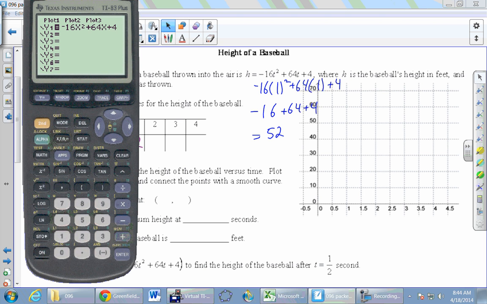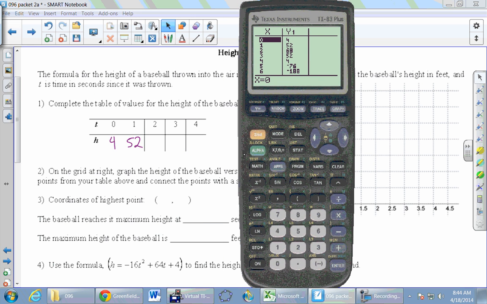And then I do second, and then you can't see it, but the word table is this top right one right above the word graph. And right there it says if x is 0, you get 4, which is exactly what we said. And if x is 1, you get 52, which is what we said. And now we're just going to fill in these other numbers. So it's just a little shortcut. So we get 68, 52, and 4.